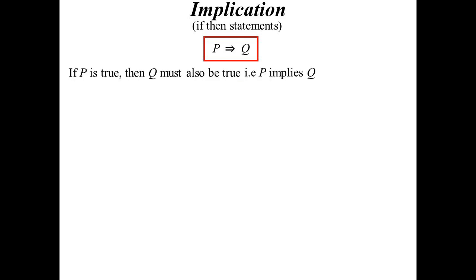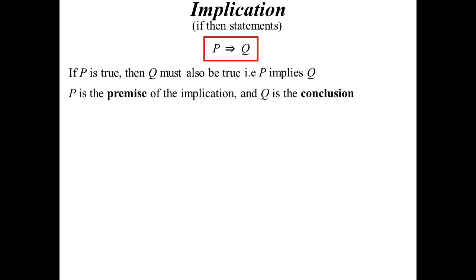Implication. These are our if-then statements, the heart of deductive proofs. P implies Q. If P is true, then Q must also be true, because P implies Q. If I have P, then I must have Q. P is what we call the premise. Q is our conclusion. So P implies Q.